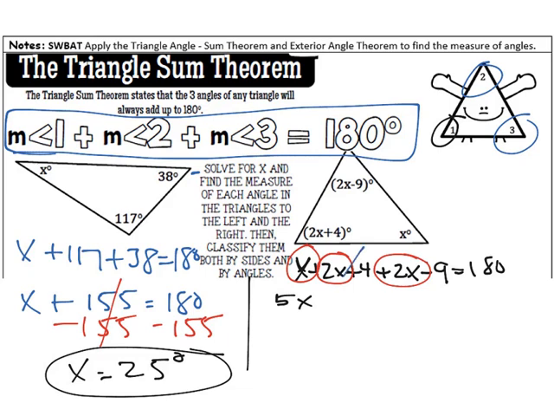I'll do them in a different shape just to point them out here. It's plus 4 minus 9. Okay, so I will get 5x minus 5 equals 180. Let's go ahead and solve for x. So I'm going to add 5 to both sides.